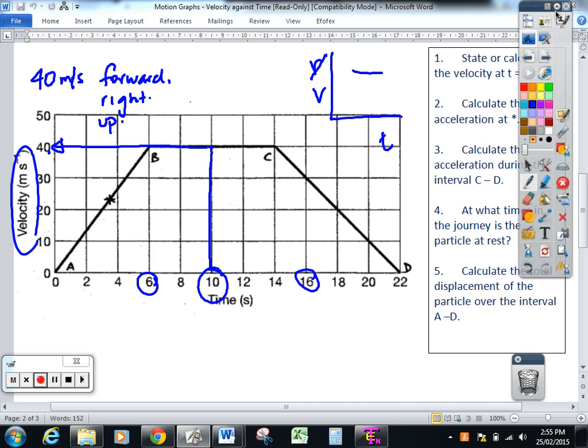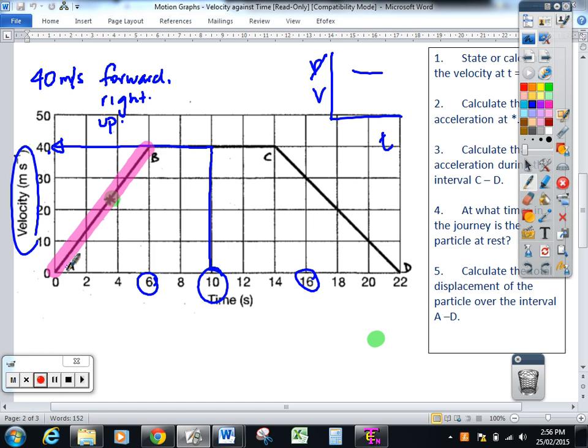Right, next. The next part says, what is the acceleration at the little star there? Just like we were trying to work out the velocity for an entire interval, what can you tell me about the acceleration from A to B? Is the acceleration changing or is it constant? It's constant acceleration. Okay? It's a straight line. Straight lines mean things are changing at a constant rate. So let's work out the acceleration during A to B.